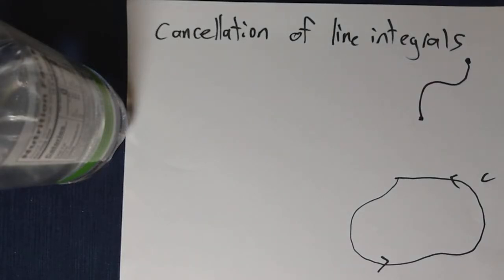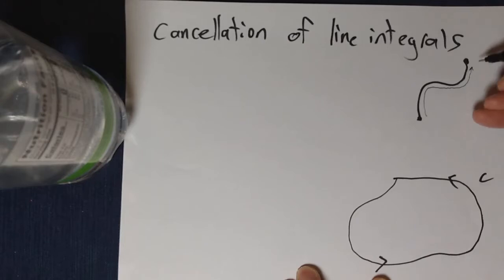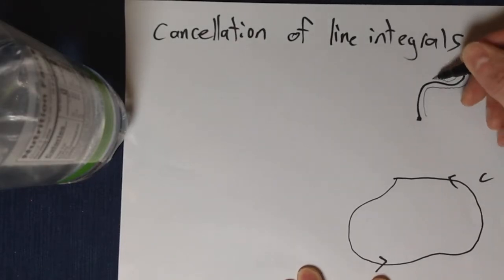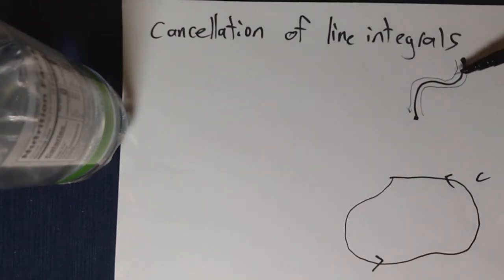The next idea we need is cancellation of line integrals. The idea is this: if you were to integrate a vector field along this curve in this direction, and then integrate the line integral again, but with the opposite orientation, and then add the two results, then you'll get 0.